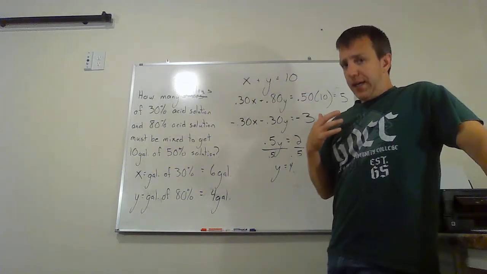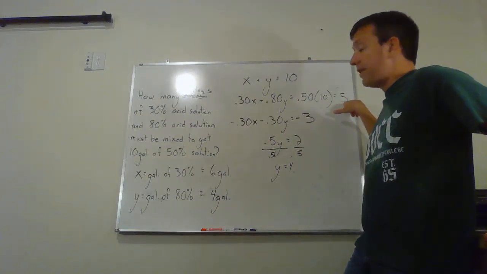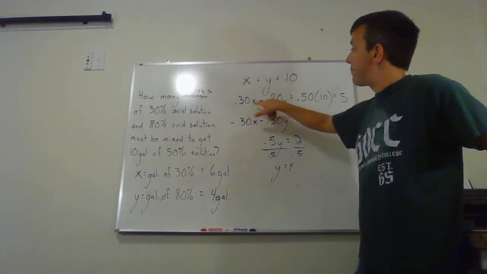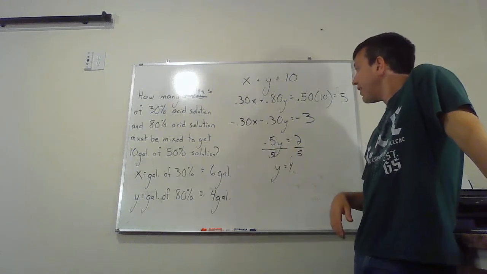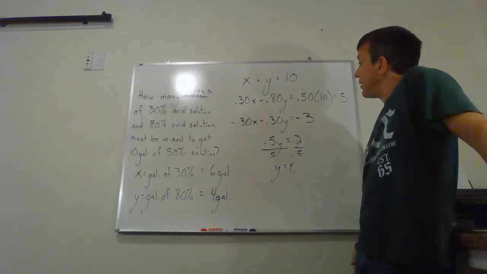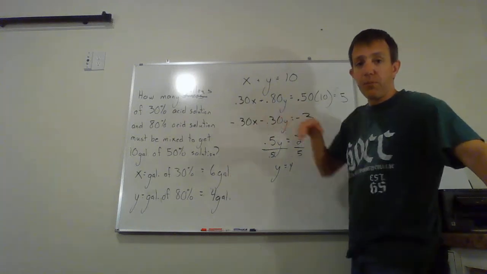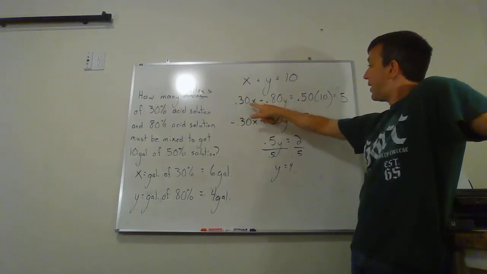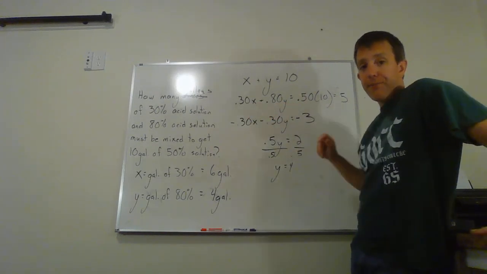Okay, so again, go back through that. The total here is the total amount of acid. 50% of that 10, half, is 5. And it comes from those two places, 30% times x and 80% times y. So now what I notice is I have two equations: x plus y equals 10, and 0.30x plus 0.80y is equal to 5.